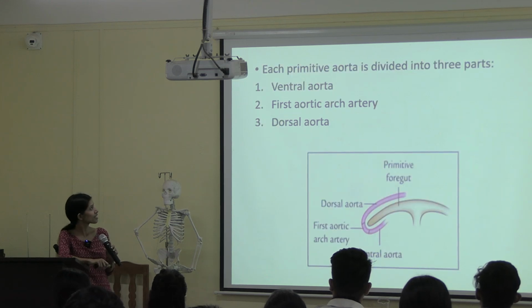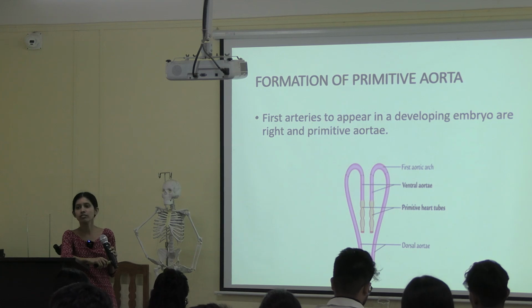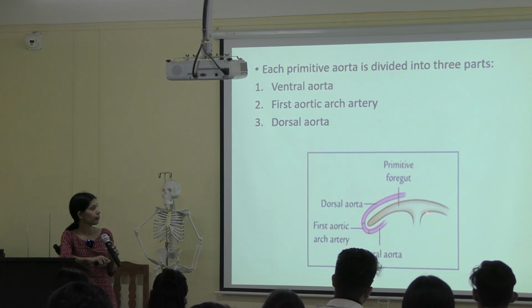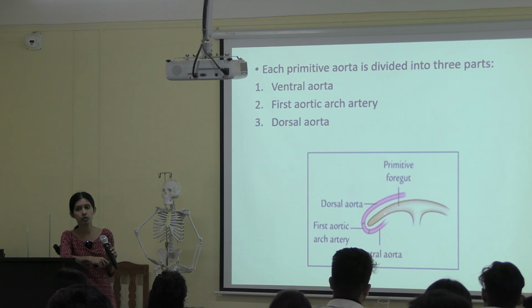Okay. So the primitive aorta that you are seeing here, the pink part, has three parts in total. Based on the position they are present in with respect to the foregut, we divide them into three divisions. The one that is present ventral to the foregut is named the ventral aorta. The part that is present dorsal to the foregut is named the dorsal aorta. Between the ventral and dorsal aorta, we have a portion that is called the aortic arch artery.